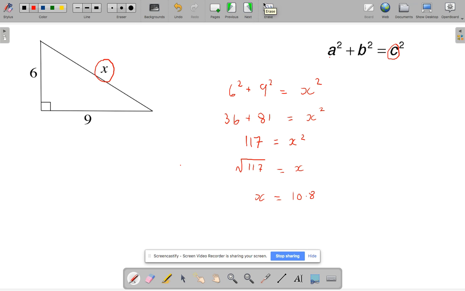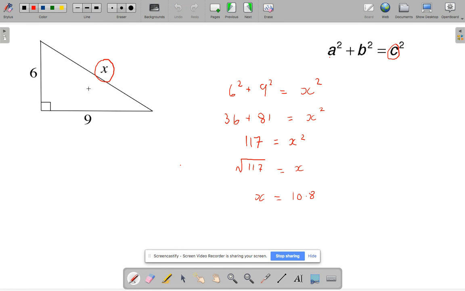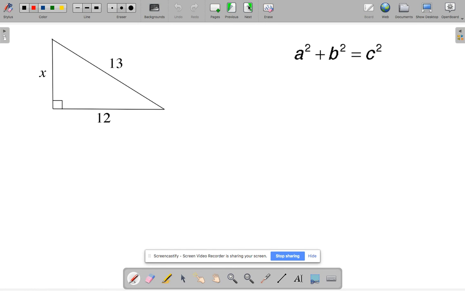Okay, in a previous video, I was looking at Pythagoras' theorem in right-angled triangles, like this one and this one. Now I'm going to take it a step further. On both of these, the longest side was not known. But here, one of the shorter sides is x. So remember that 13 is the biggest side because it's opposite the right angle. So 13 must be my C number.